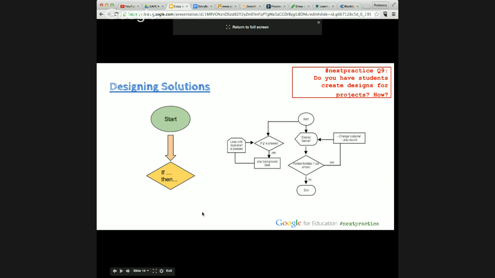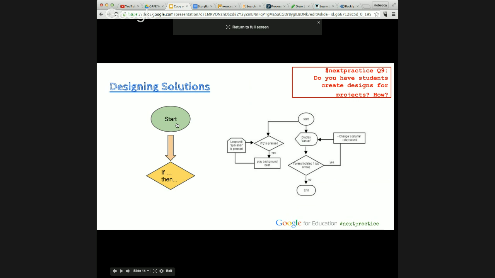So one of the things I wanted to pick up on was designing solutions. How can you help students design their solutions when they're coming up with their coding projects? Flowcharts are one way that we get students at university to think about designing their solutions, and it's also a really nice way to introduce coding design into your classroom. They could be simple flowcharts that show how things work in a logical order, or you might start to introduce things like decisions, branching and loops as well.